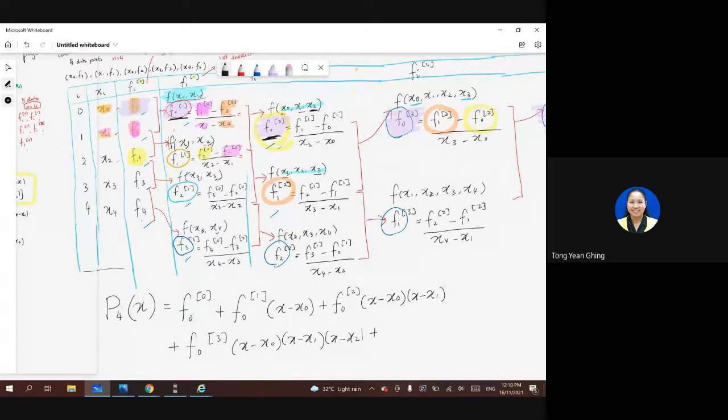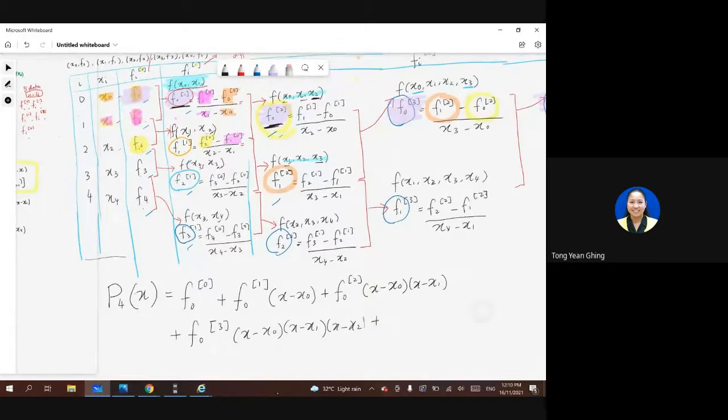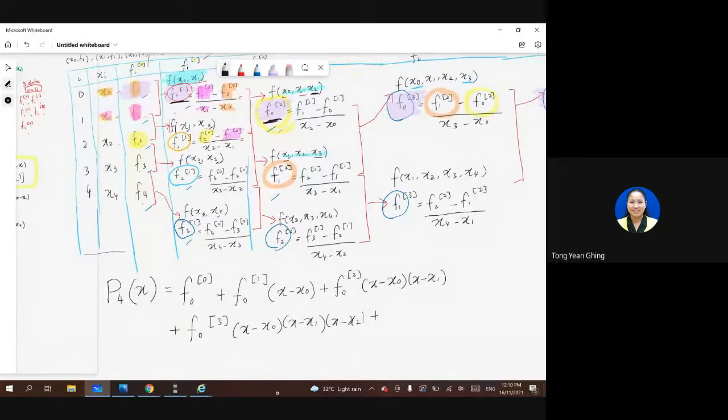Tambah, saya tulis kat bawah lah. Tambah. So then F0 fourth, x minus x0, x minus x1, x minus x2, x minus x3. Macam ni.